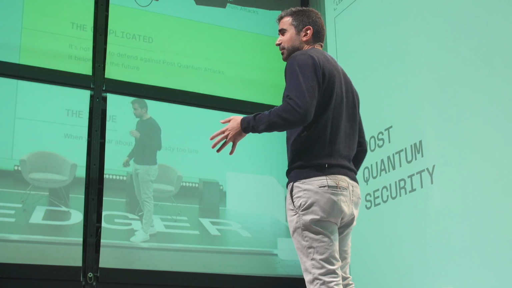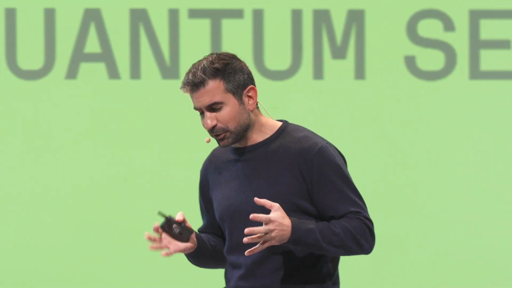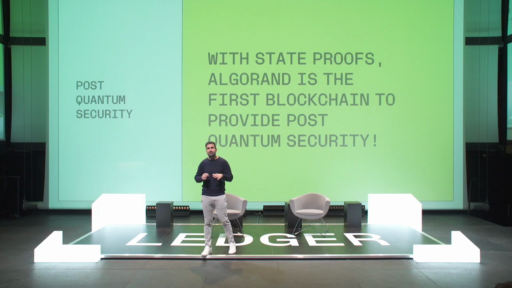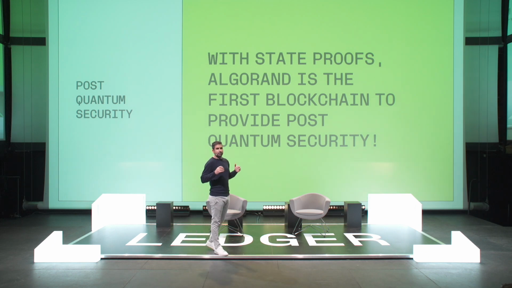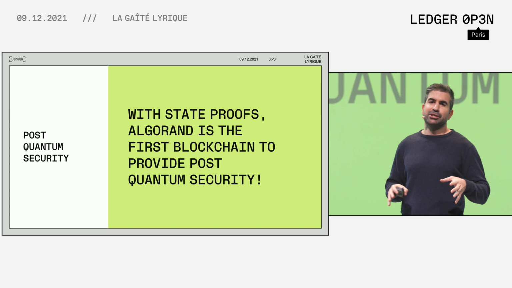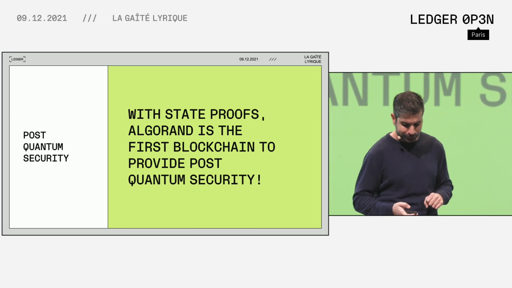And you just heard about a solution. It's called state proofs. And really, I'm super proud to say that with state proofs, Algorand is the very first blockchain to provide you with post-quantum security. And your information is going to be saved there pretty much forever. And this is really just the very first step, and we're going to hear more about it very, very soon.